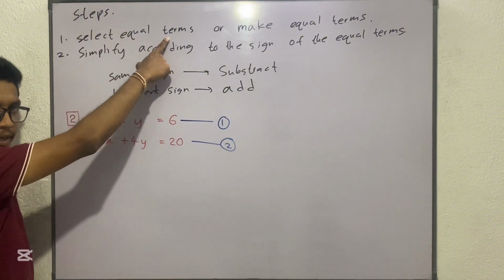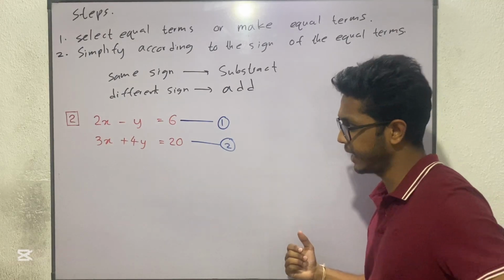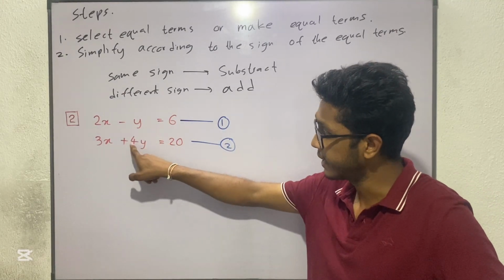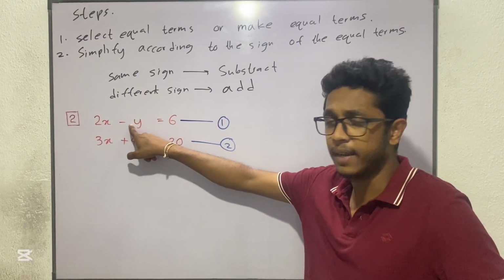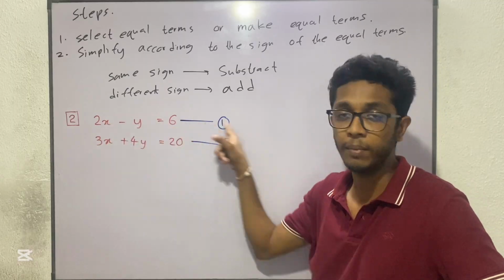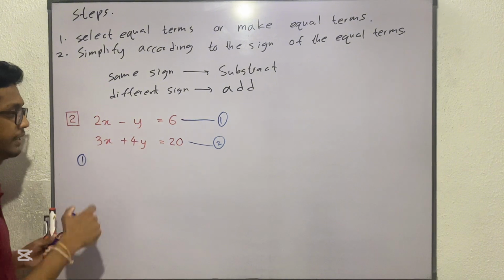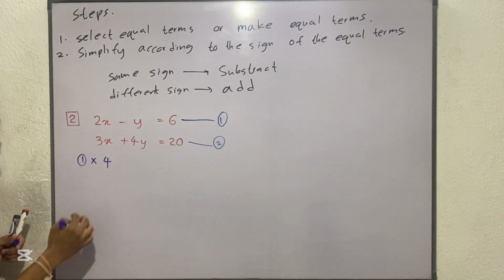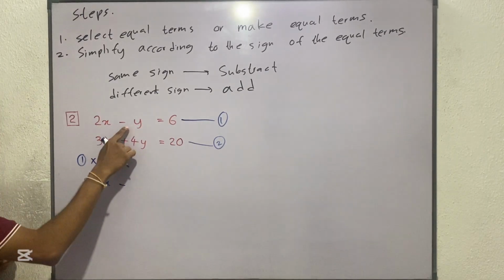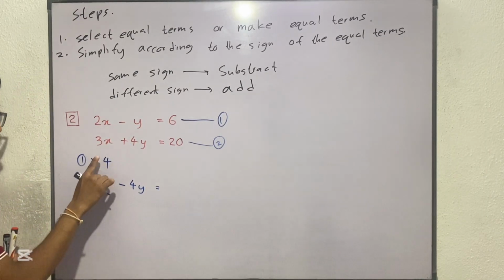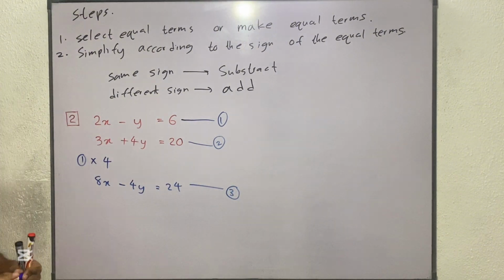When we can't select equal terms, what should we do? Then we have to make equal terms. How can I make equal terms? Here we have y, this is 4y. So 4 times this value I can make by multiplying the first equation by 4. So I am going to multiply the first equation by 4, then I can make 4y here. First one by 4. Then 4 times 2x, I get 8x minus 4 times y, 4y equals 4 times 6, 24. And I am marking it as my third equation.